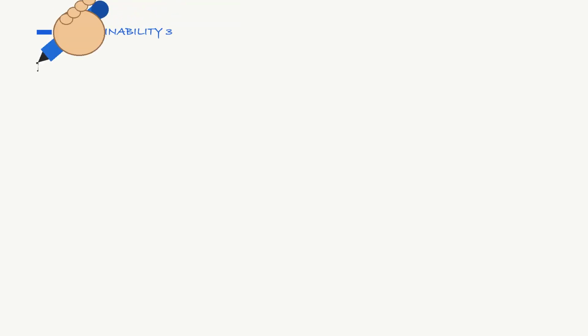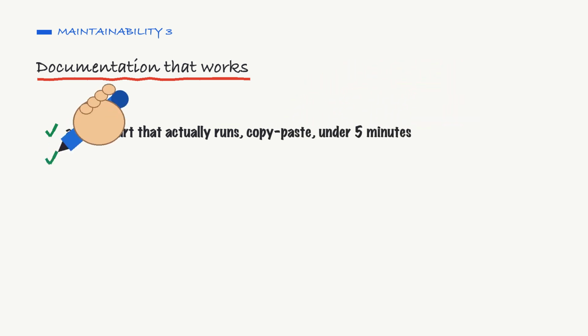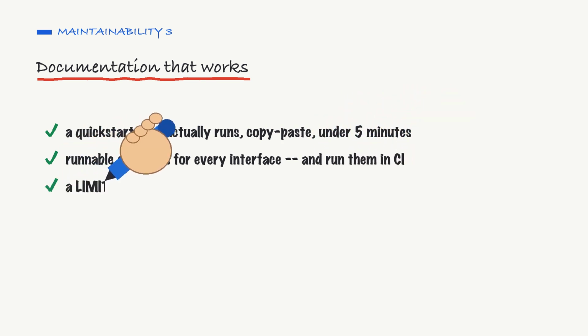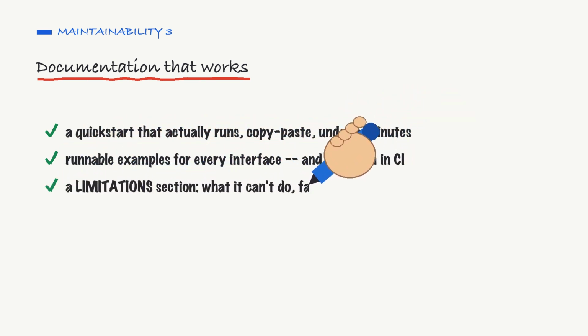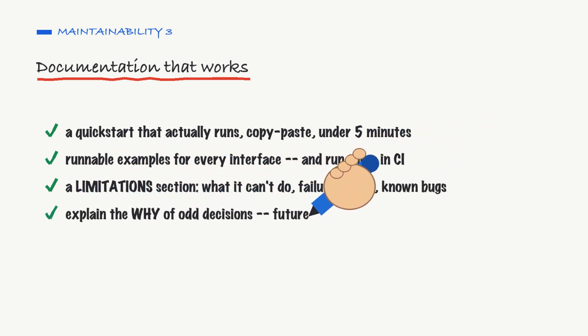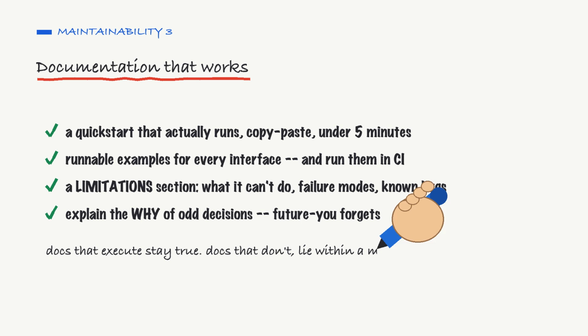And documentation, not a novel. 4 things. A quick start that actually runs, copy-paste, under 5 minutes. Runnable examples for every interface, executed in CI so they can't silently rot. A limitation section that says out loud what the agent cannot do and its known failure modes. And the why behind odd decisions, because future maintainers, including future you, will have forgotten. Docs that execute stay true. Docs that don't start lying within a month.